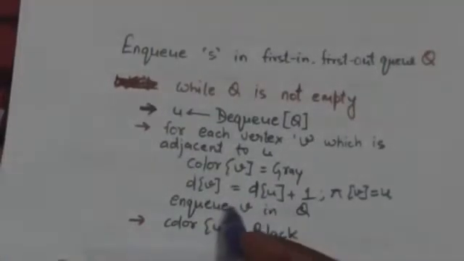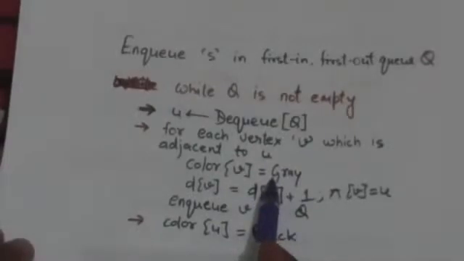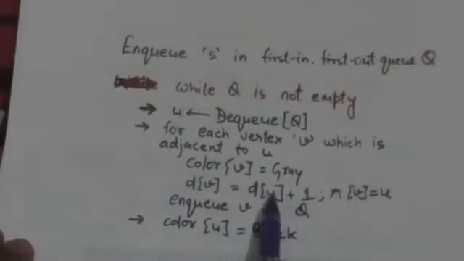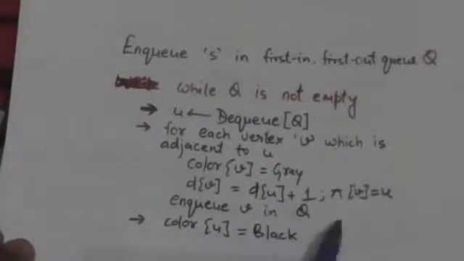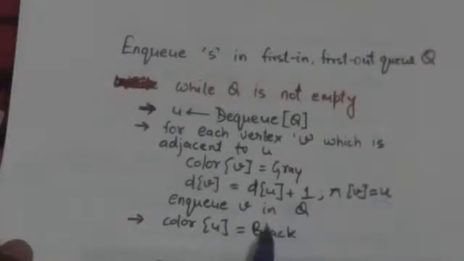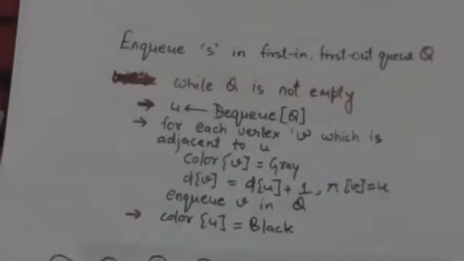Then for all white vertices v which are adjacent to vertex u, we will set their color to gray, and their distance from the source vertex S is set to 1 more than the distance of vertex u from the source vertex S. Vertex u will become their predecessor, and then we will enqueue all of them in Q. At last, we will change the color of vertex u from gray to black.